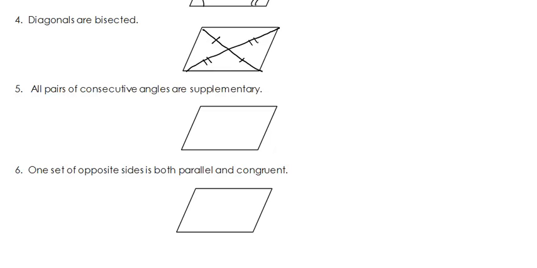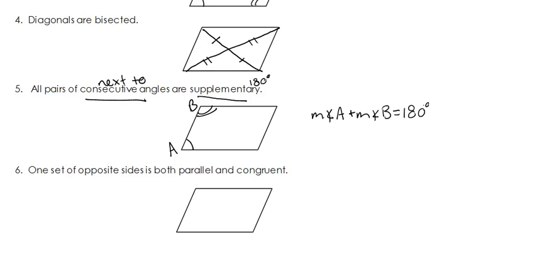Property 5, all pairs of consecutive angles are supplementary. Remember, consecutive means next to each other. Supplementary means they add up to 180 degrees. So that means this angle and this angle add up to 180. Let's go ahead and label them A and B. Measure of angle A plus measure of angle B equals 180 degrees. And any other pair of angles that are next to each other also equal 180. So say this angle over here is angle C, then angle B plus angle C has to also equal 180 degrees, because any angles that are next to each other are supplementary.